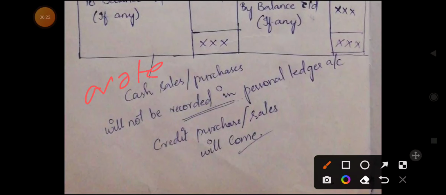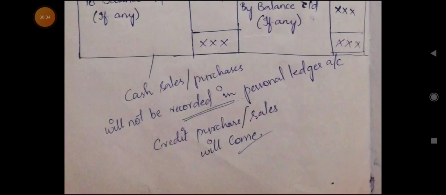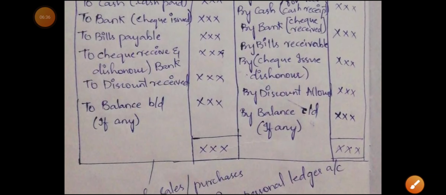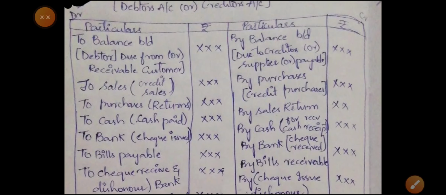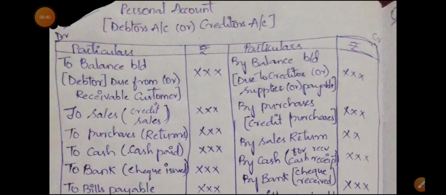Okay, remember this note. Cash sales or purchases will not be recorded in the personal ledger account. Credit purchases and sales will come under this. Okay, please remember, that's it. Keep learning, because if learning stops, winning stops.